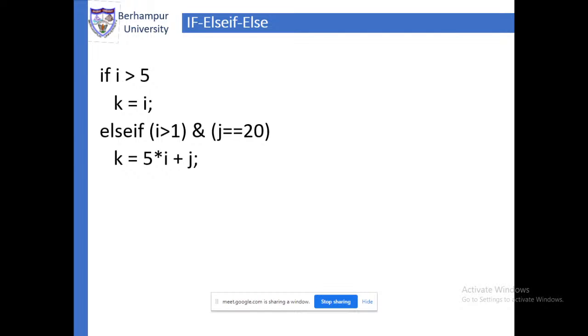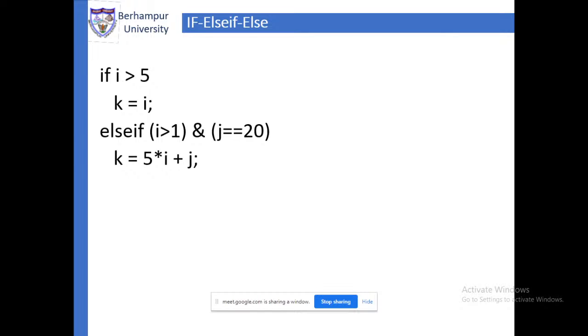But if i is not greater than 5, then again search for whether i is greater than 1. If i is greater than 1 and at the same time j is equal to 20, these two are satisfied, then the next line will be executed instead of the first line. k is equal to i, there will be no k is equal to i. If i is not greater than 5, k will not be equal to i.